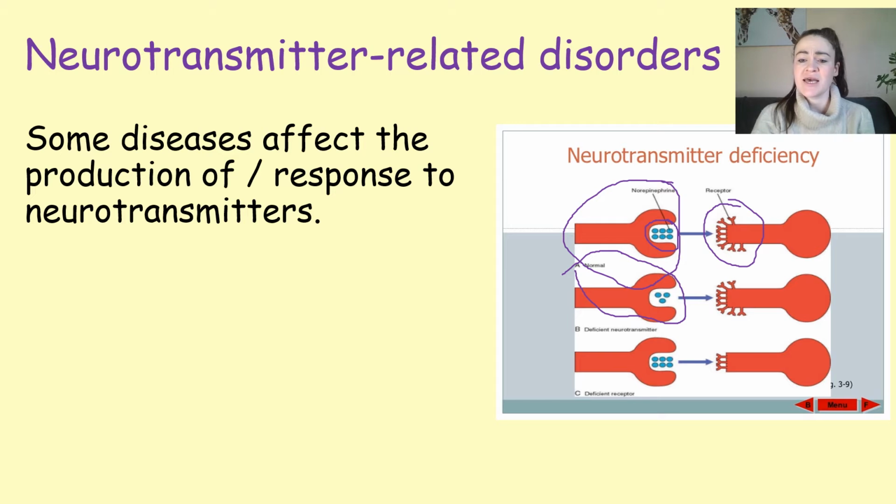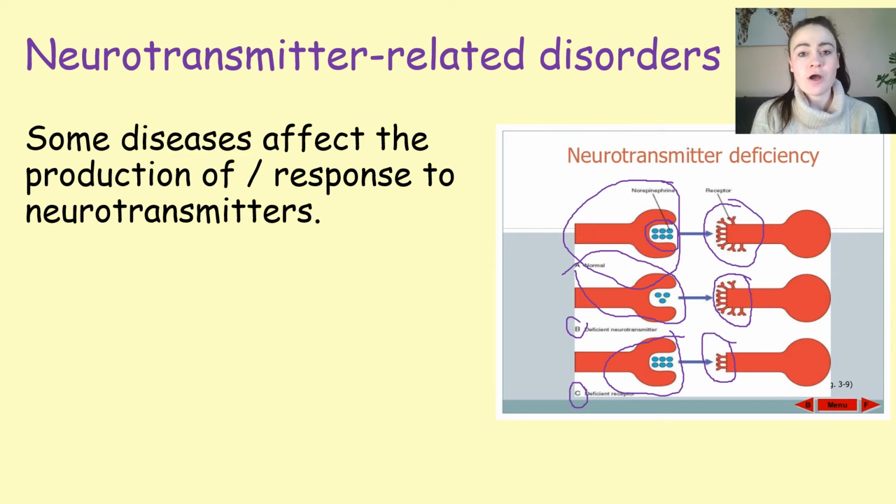So this individual who's got these neurons will be deficient in a neurotransmitter, because as you can see, the receptors are not the issue, they've got enough receptors. However, in this individual, we've got plenty of neurotransmitters, so the individual's actually deficient in receptors. So we've got a reduced receptor here. So in B and C, these individuals have a neurotransmitter-related disorder.